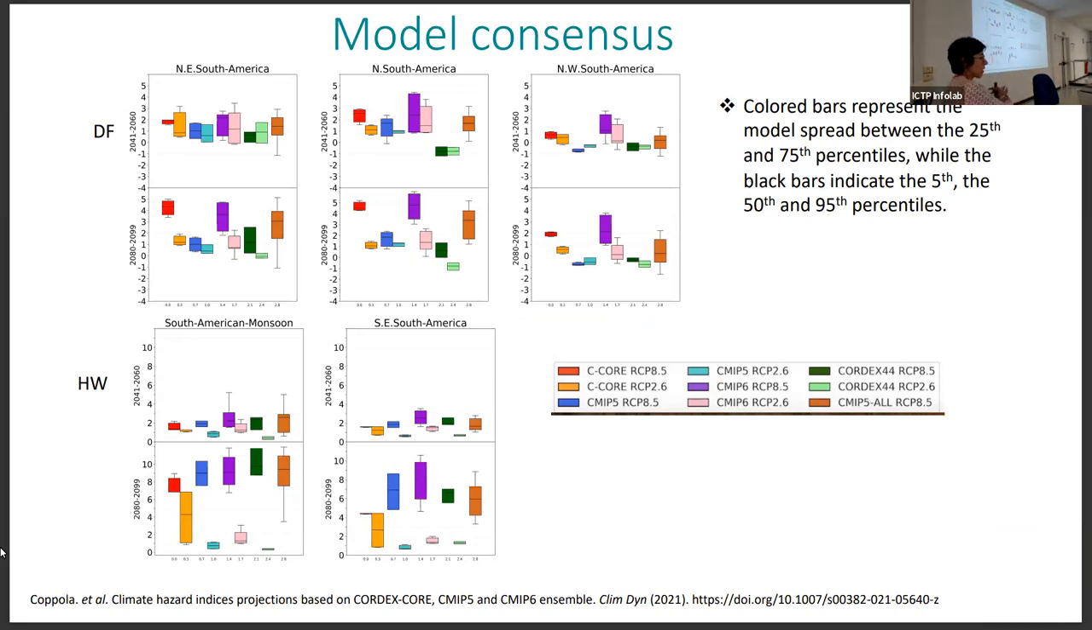This is another example of how to plot a model consensus. We should put the significance on our plot. We should compute the robustness of our signal, and then we can also show how the models among the ensemble spread according to the mean values. So this is a way to represent the model consensus through box plots.